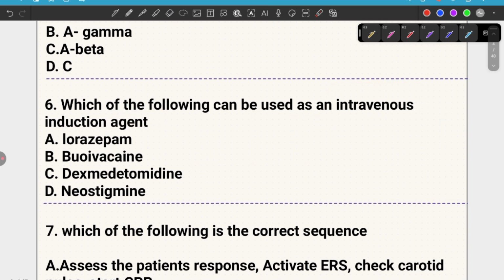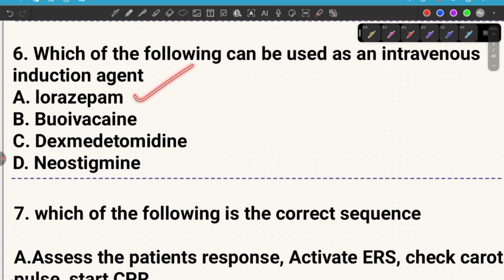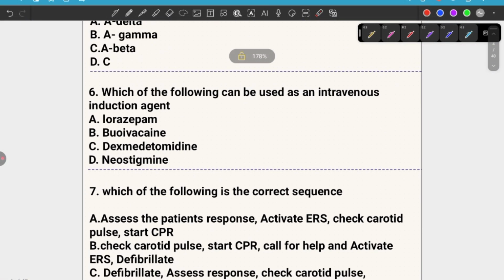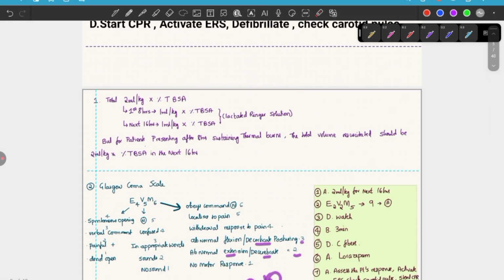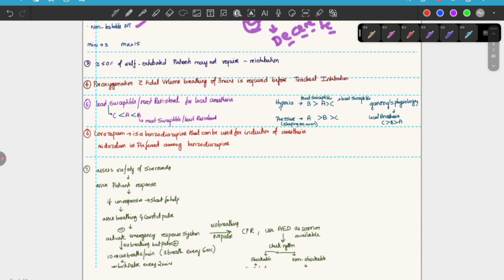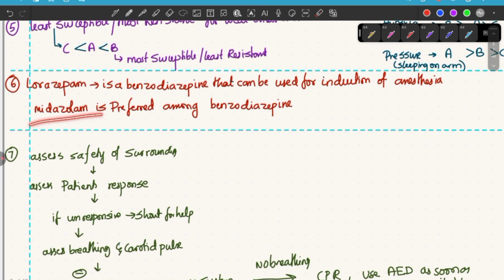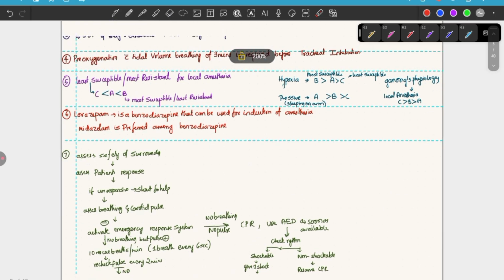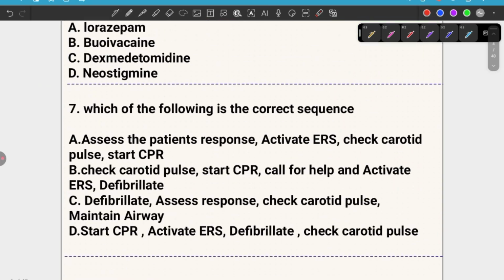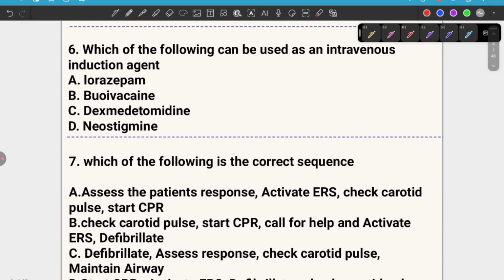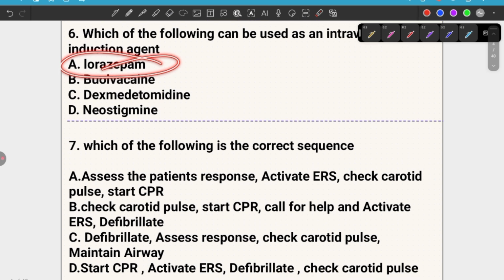Next, coming to which of the following can be used as an IV induction agent. We can use lorazepam as the IV induction agent. Okay, it is a benzodiazepine that can be used for induction of anesthesia. Midazolam is preferred among the benzodiazepines, but midazolam is not given in the options. Okay, so the answer is lorazepam.